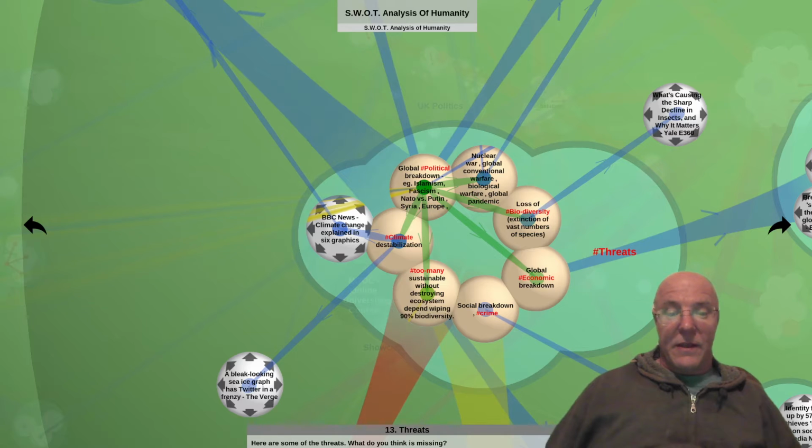13. Threats. Here are some of the threats. What do you think is missing?